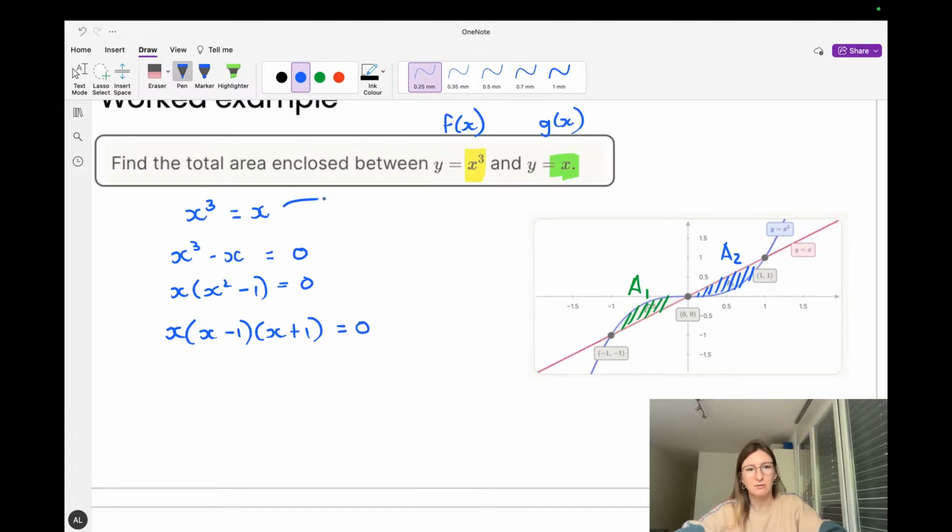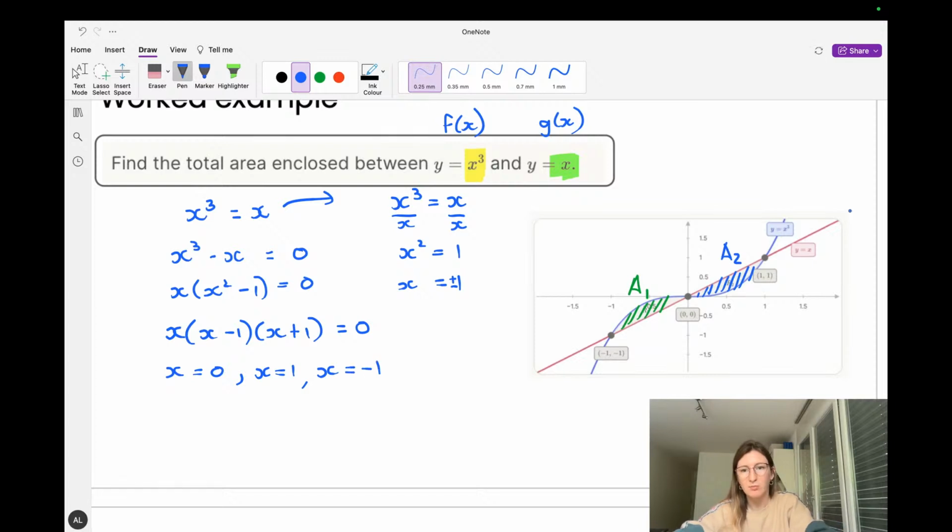Whereas if you do, let me show you the dividing method that I know a lot of students do. If we just divide by x, you get x squared equals 1, and then you square root, and you might just even say 1, but hopefully you say positive negative 1, but then you don't get that solution of 0. You'd have to recognize here that if x is 0, you get 0 equals 0. But if you factorize, you get all those solutions. So x equals 0 here, here x equals 1, and here x equals minus 1. So those are those 3 points over here.